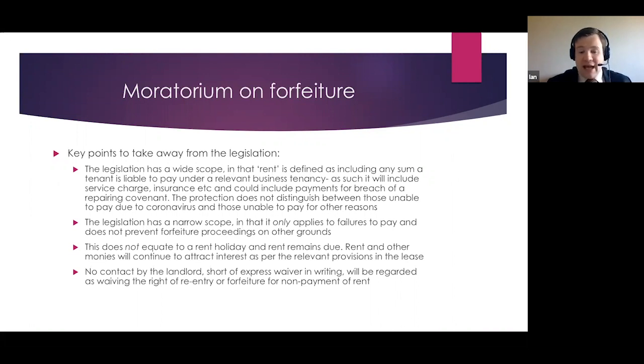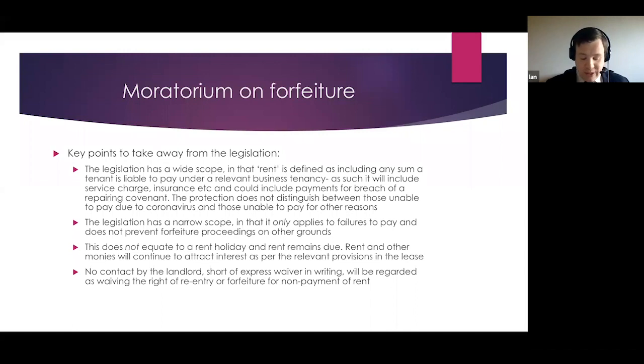No contact by the landlord, short of express waiver in writing, will be regarded as waiving the right of re-entry or forfeiture for non-payment of rent. Now, this is particularly important because as a landlord in a commercial lease, it is therefore up to you whether you agree with your tenants to accept a percentage or part payment of the rent which is due, and you still have the right to claim the full rent sum after the 30th of June 2020.